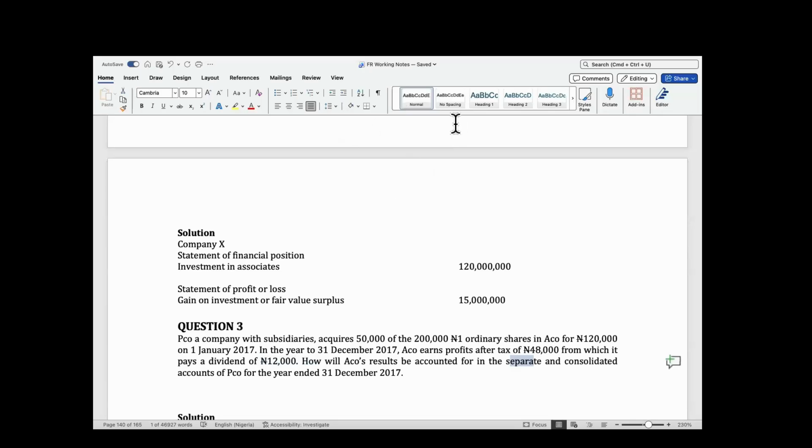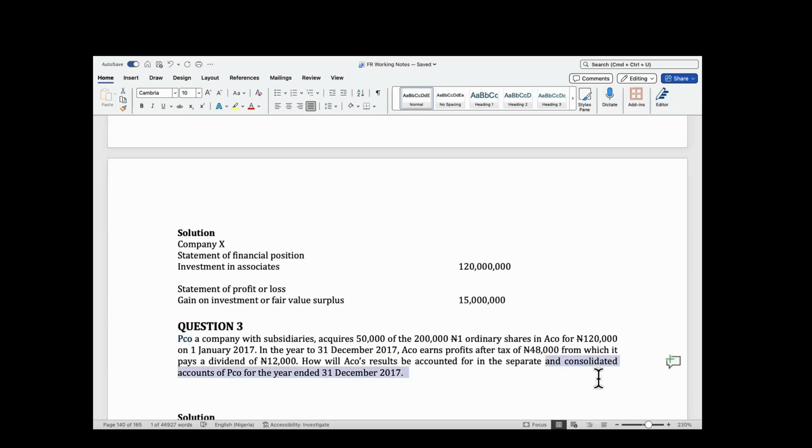Sorry, sir, why did we take 25% of the dividend paid of 12,000 naira? You know that the associate paid the dividend of 12,000 to all the shareholders. So 12,000 is for all the shareholders, and his own portion of the shares is 25%. Thank you, Jamil. Do you get it? Yes, I do. Thanks, sir.